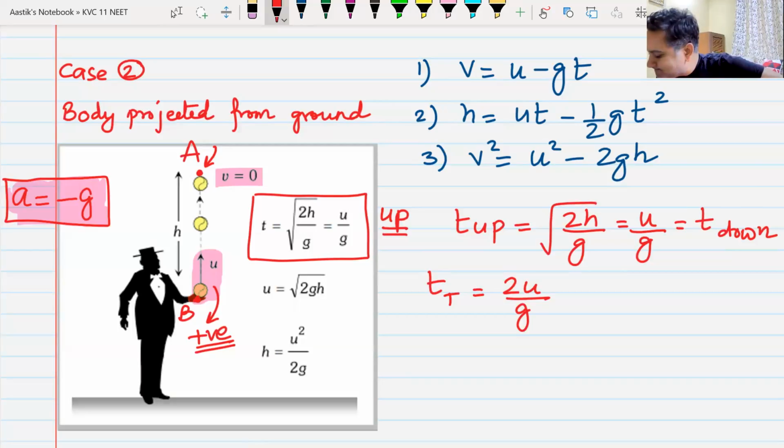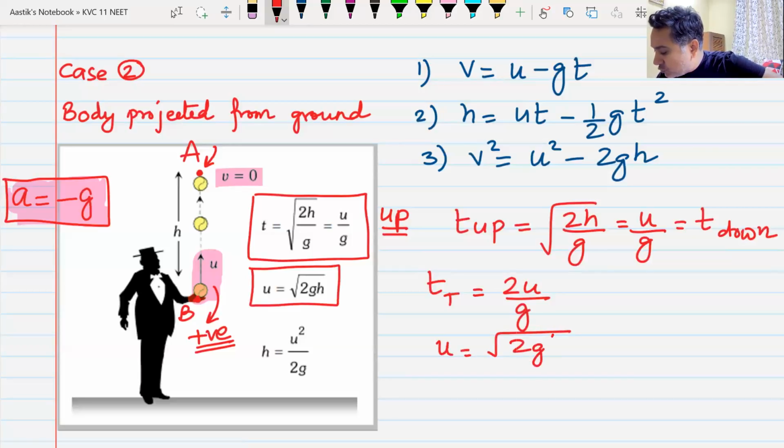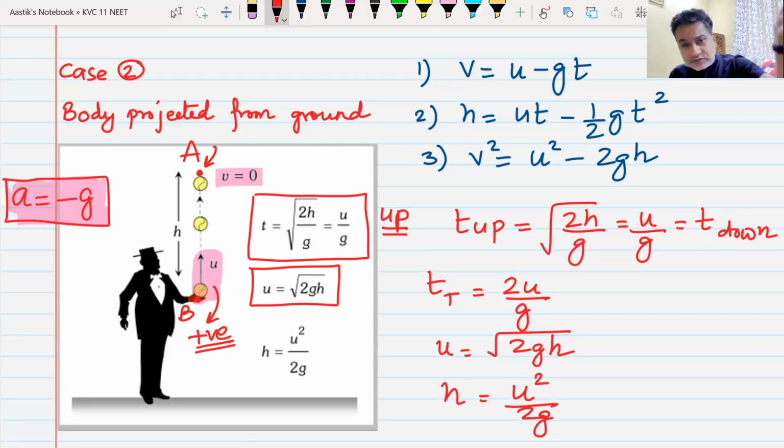Do we understand this? The second formula that you can get is same as what we got in that case. Here you will get U is equal to root over 2GH. You can write this formula in different form: H is equal to U square by 2G. In fact, this case is the exact opposite of the first case. In first case, initial velocity was 0 and final velocity was V. Here, initial velocity is U and the final velocity is 0.